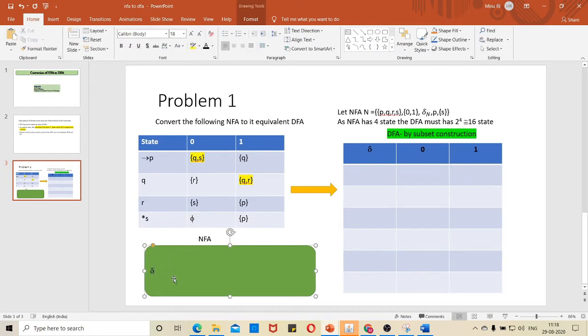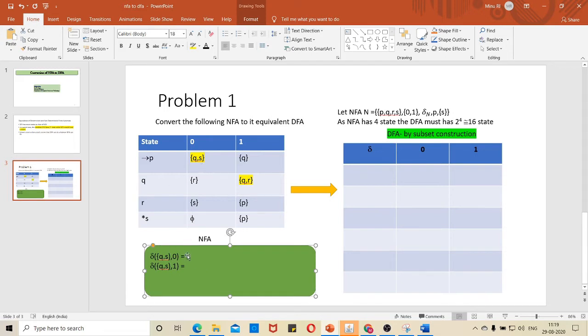We need to find delta of QS. QS is my new state. So delta of Q comma S: with respect to this new state, what will happen if input 0 arrives? Likewise, I need to check the same state for input 1, because there are only two inputs, so we can handle only 2 inputs.